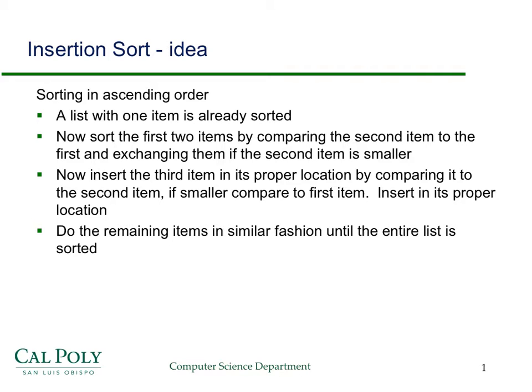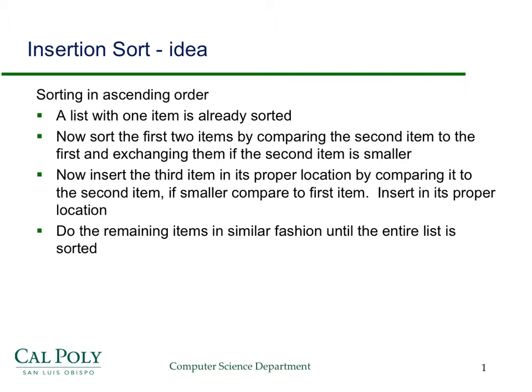Looking at the sublist with the first two items, we compare the second item to the first, and if it's less than, then we want it to come first in the list. So we exchange them. Now the first two items in the list are in sorted order.